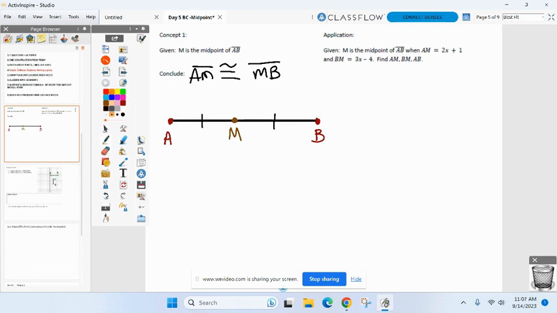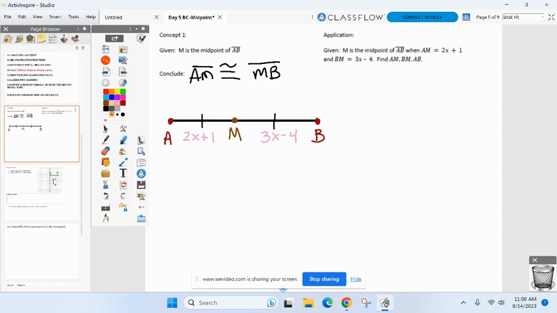Now let's put a little algebra on that. What do you say? A little algebra? Now put the application. AM is 2x plus 1. So I have 2x plus 1 here. MB, or BM, has a length of 3x minus 4. I want you to find a number length for AM, BM, and AB.